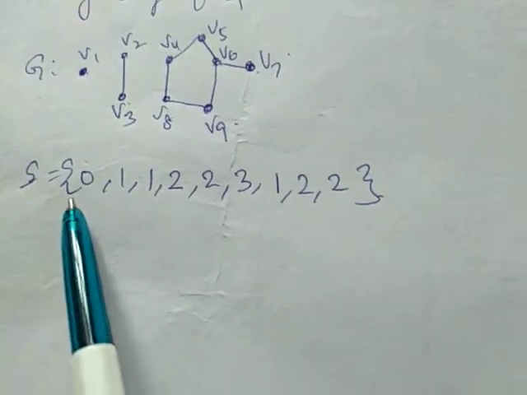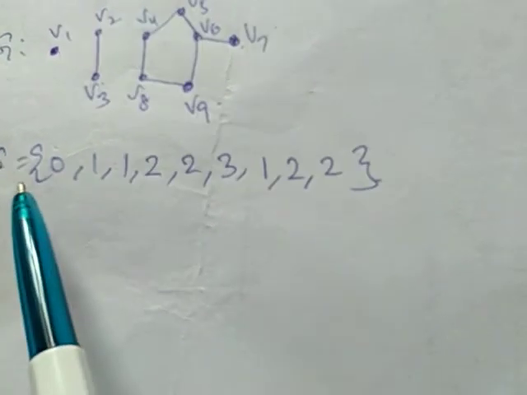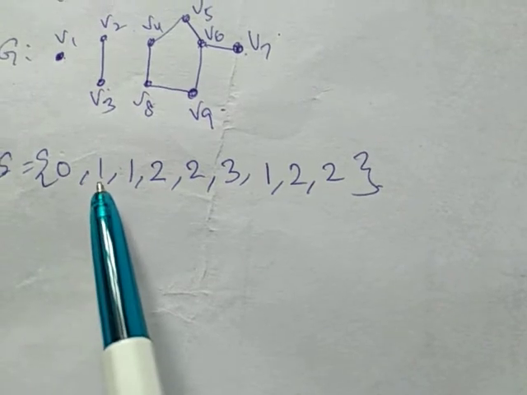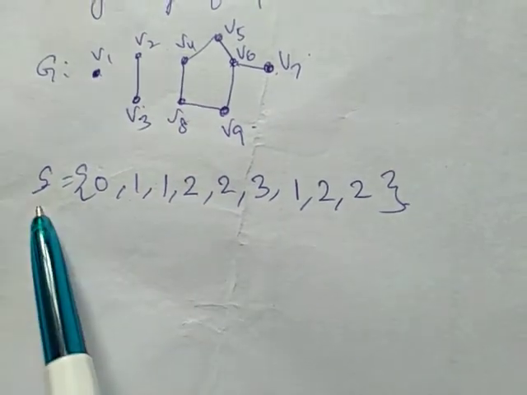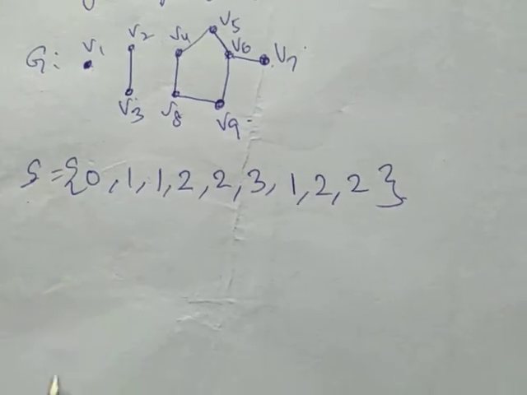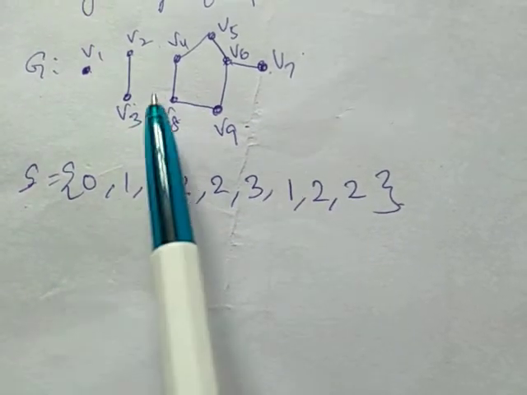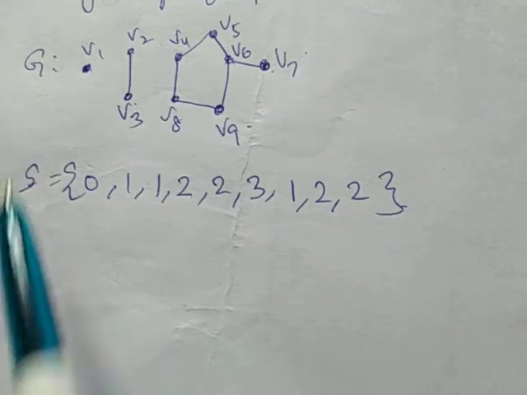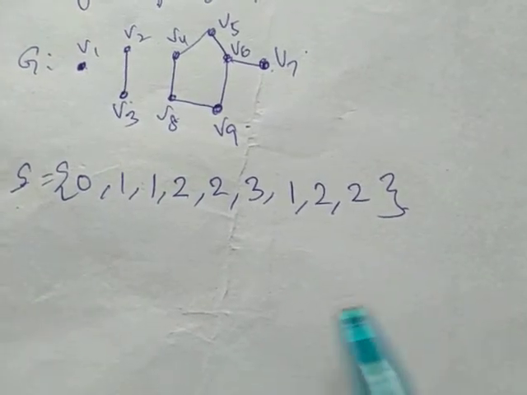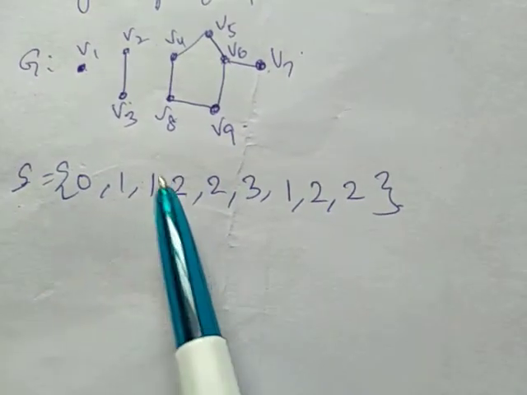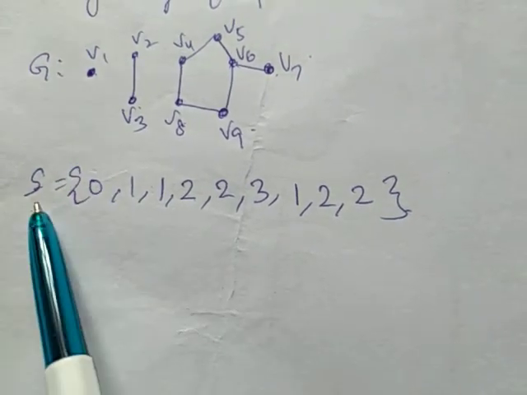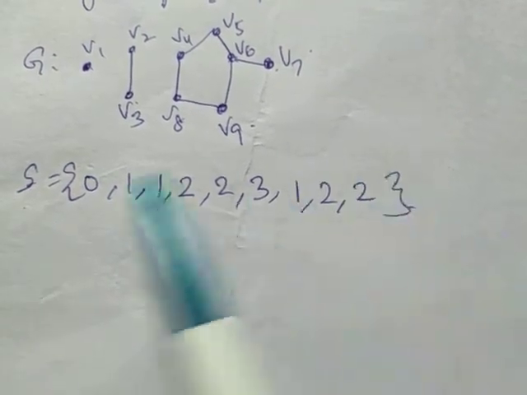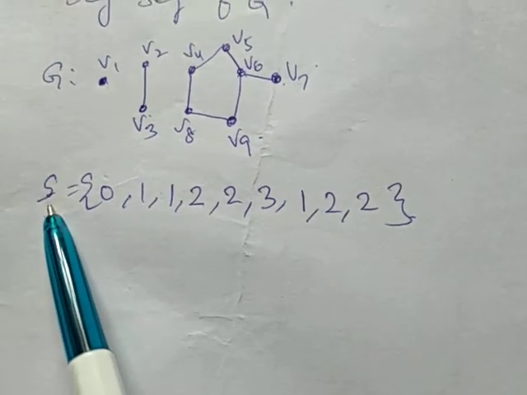So, this is the degree of the vertices listed in a sequence. When we list the degrees of the vertices of a graph G in a sequence, we call it the degree sequence of G. This S is known as the degree sequence of G. S is a sequence, therefore it is denoted by S.